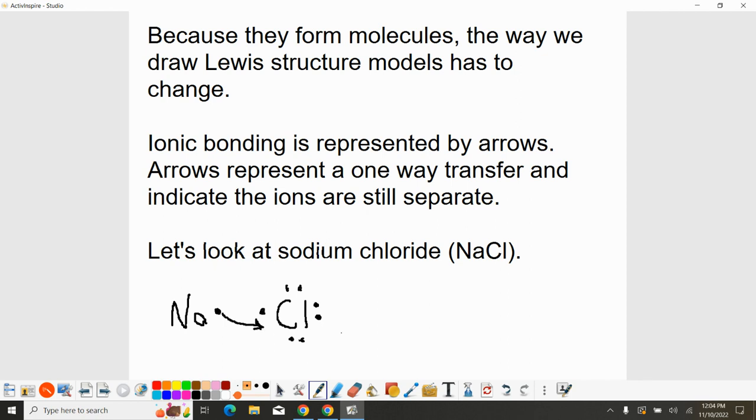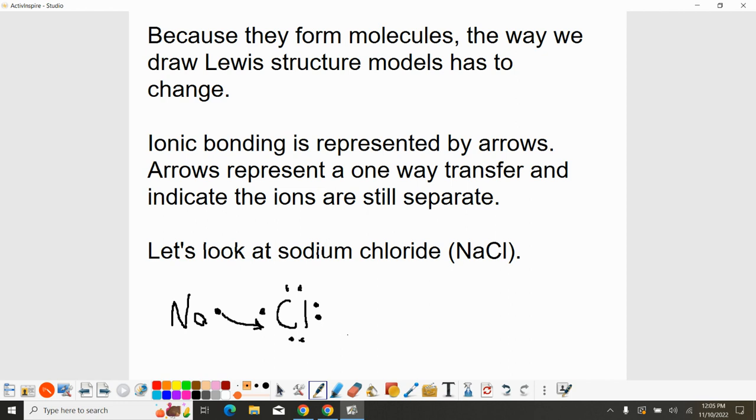The electron moves from the metal to the nonmetal. It's a one-way arrow because once that electron has moved, it's not coming back. The chlorine doesn't want to give it back. The sodium doesn't want to take it back. Again, this is ionic bonding. This is how we do it.